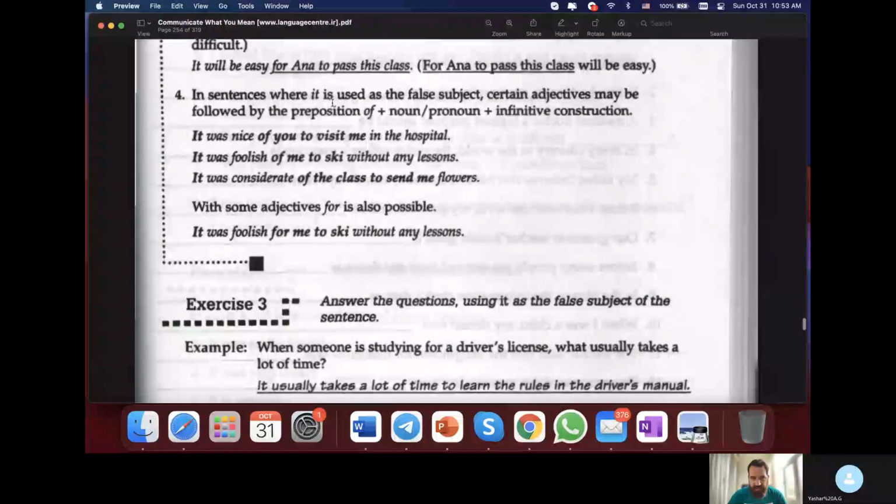In sentences where it is used as the false subject, certain adjectives may be followed by the preposition of, a noun or pronoun, and we say object and infinitive structure. So when you use it, sometimes you use adjectives. It is nice, it is foolish, it is considerate. In this case, we use of. It was nice of you to visit me in the hospital. It was foolish of me to ski without any lessons.